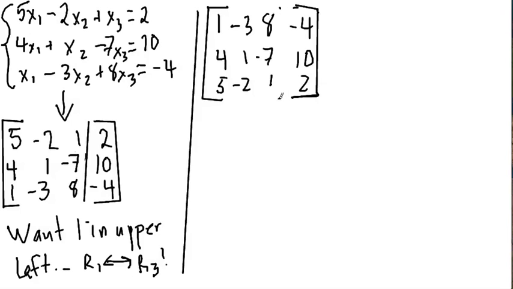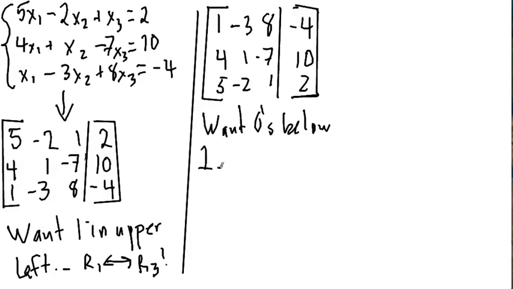Okay. Great. Done. And what's the second thing we want to do? We want to make sure that below this 1 that we just put at the top has zeros below it, because that's what reduced form says. So again, we see a 4 in the second row, so we add -4 times the first row to the second row to get rid of that 4 and turn it into a 0.